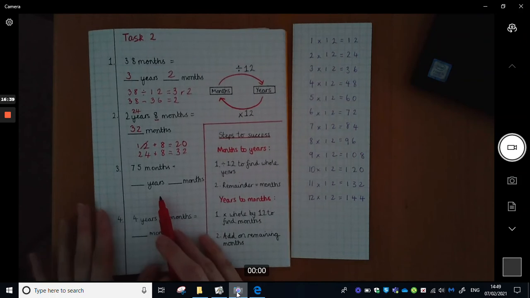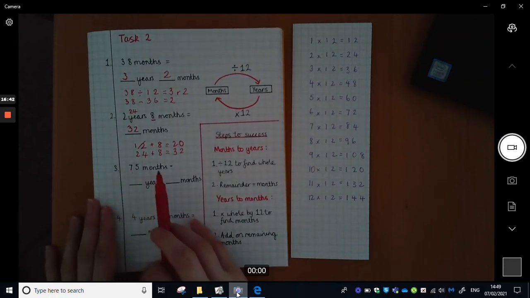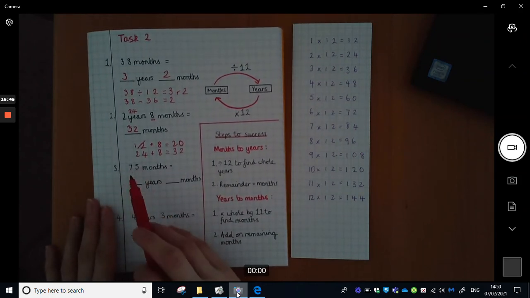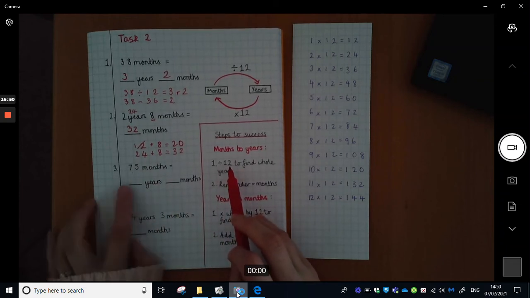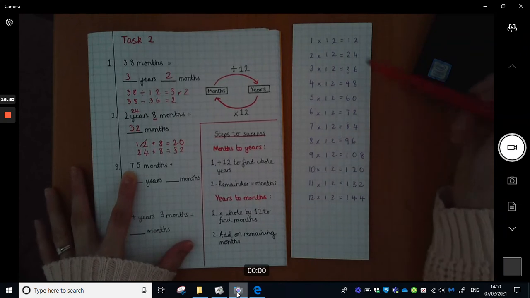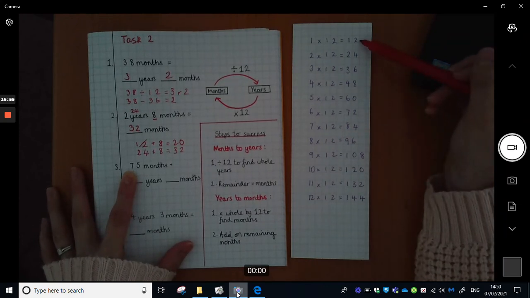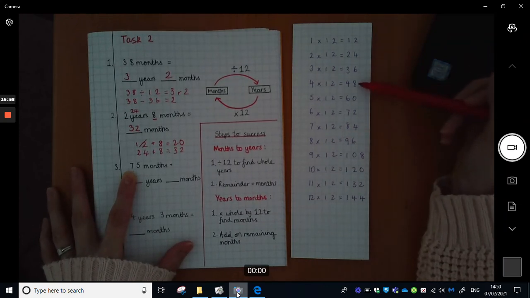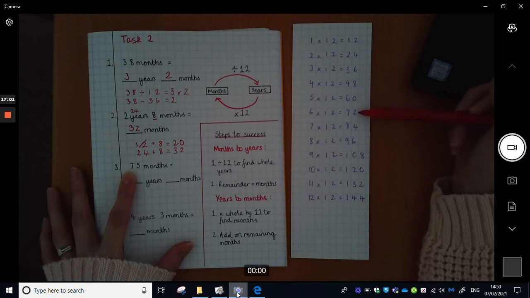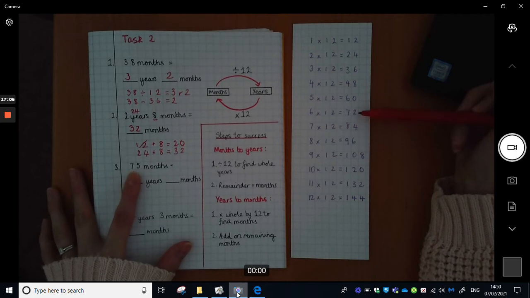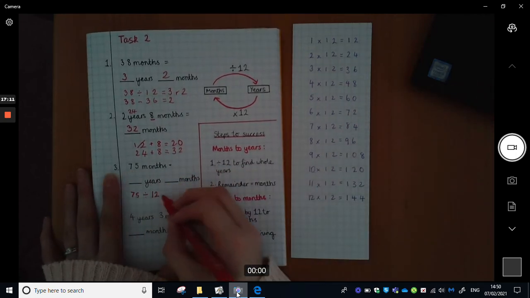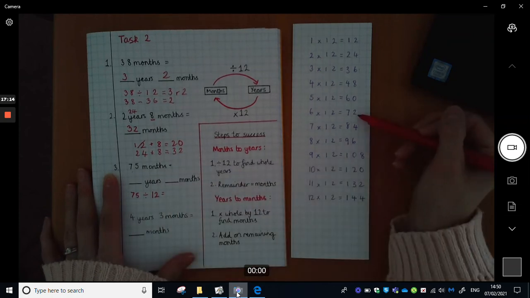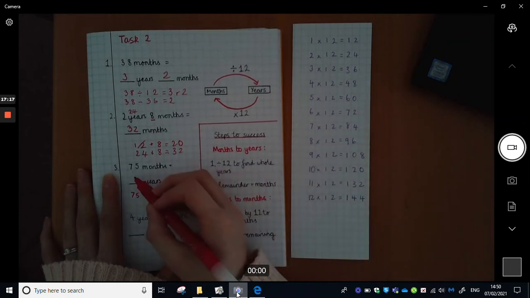Okay, let's have a look at another example. So 75 months this time, a little bit tricky, quite a big number, but let's see if we can follow our steps and help us. So first of all, we need to divide by 12 to find the whole. So I've got 75, let's find how many times it can be divided by 12. 1, 2, 3, 4, 5, 6. Okay, I'm not going to go to 7 because that's 84, it's bigger than 75. So if I do 75 divided by 12, it is equal to 6. So I know there's going to be 6 years.